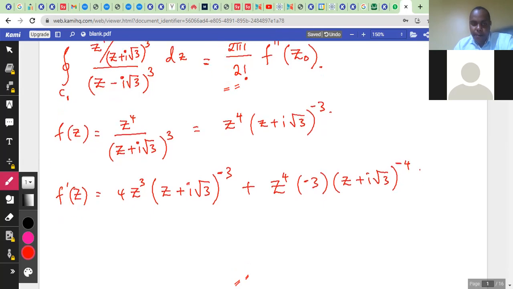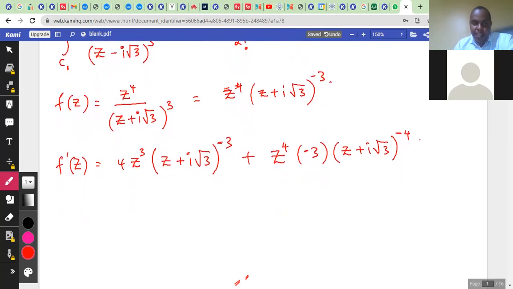Okay. Second derivative of z. So we now look for the second derivative. Can we try simplifying this? We can take (z plus i square root 3) to the power negative 3 and just cancel it, and work with only... oh, we can also take the... no, we can't do it. Okay, we can just proceed to the second derivative.